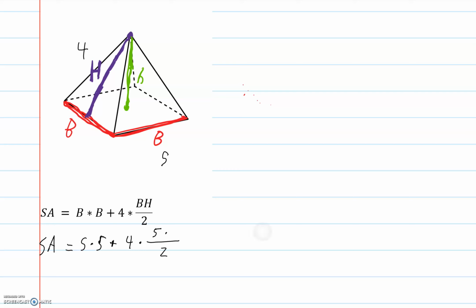Something to notice here is that even before we wrote this down, we can actually simplify in this step. There's a 4 and there's a 2. So what's 4 divided by 2? Well, it's just 2. So we can simplify this whole equation to base times base plus 2 times base times height. If we have a square pyramid, that's very important. If we have a square pyramid, then we can write it out like this.